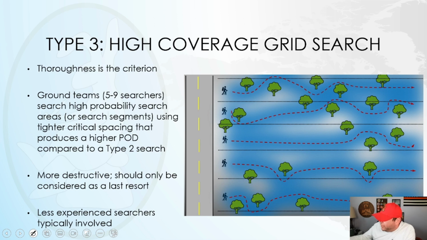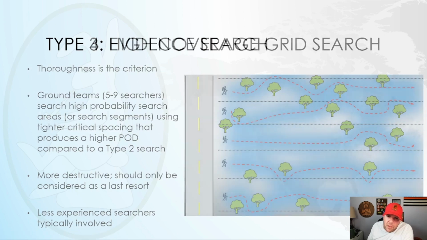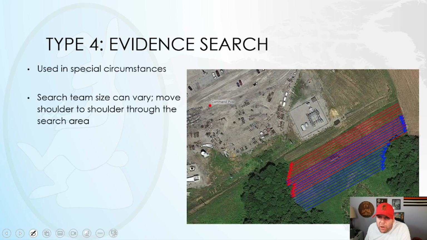You can see they all have their search lanes, and they're all walking purposely through their search lanes, making sure they've got good coverage going through here. Okay, much tighter together. Type 4, which is our last one that we're going to go into, is an evidence search.